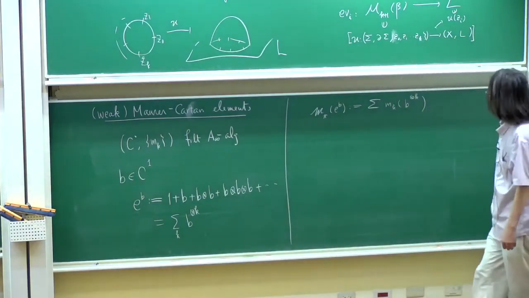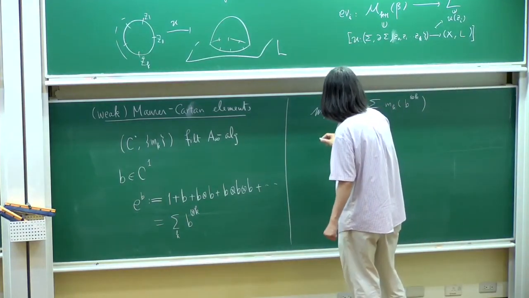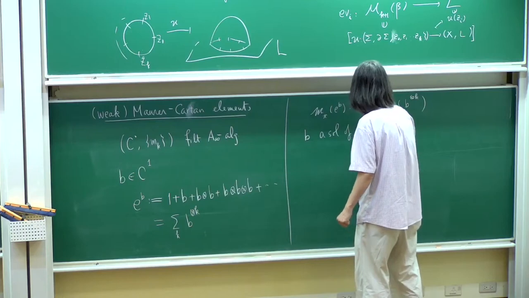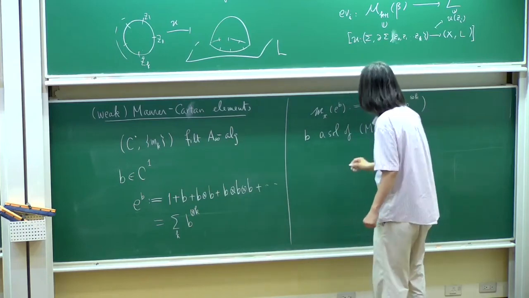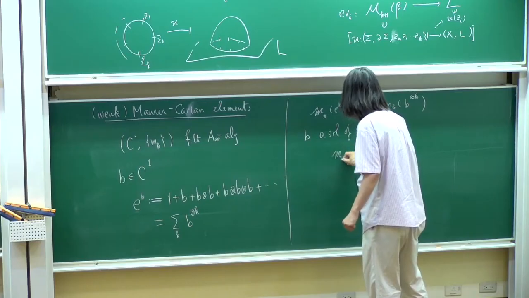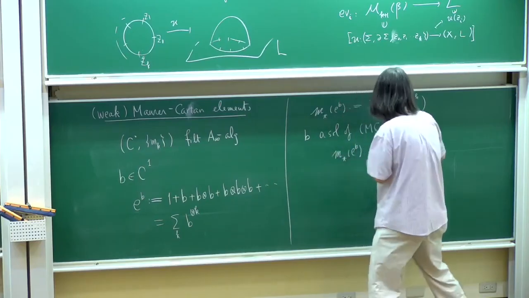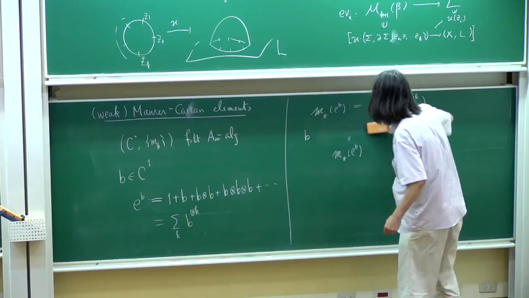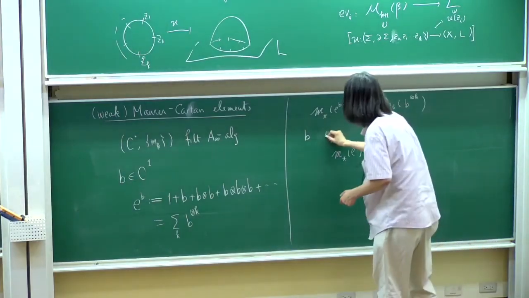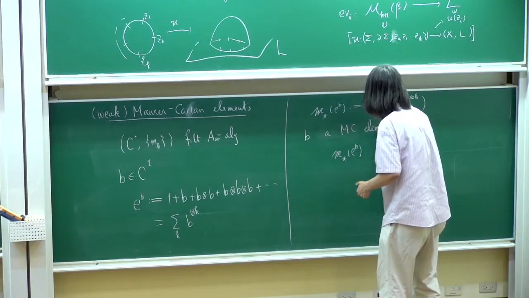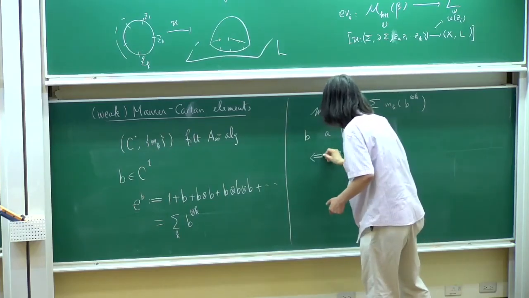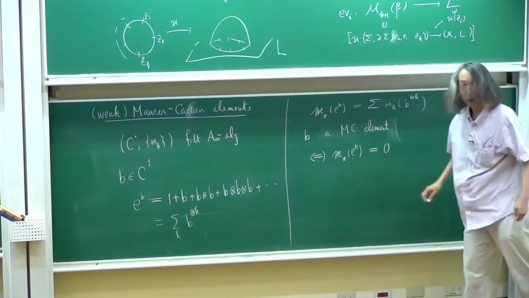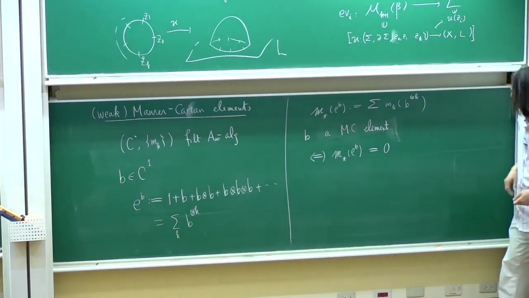And then I have to say the following. So B is a solution of the Maurer-Cartan equation if this one is equal to 0. Better to say B is a Maurer-Cartan element if this one is equal to 0. And this is what we call the Maurer-Cartan equation in these infinity algebras.